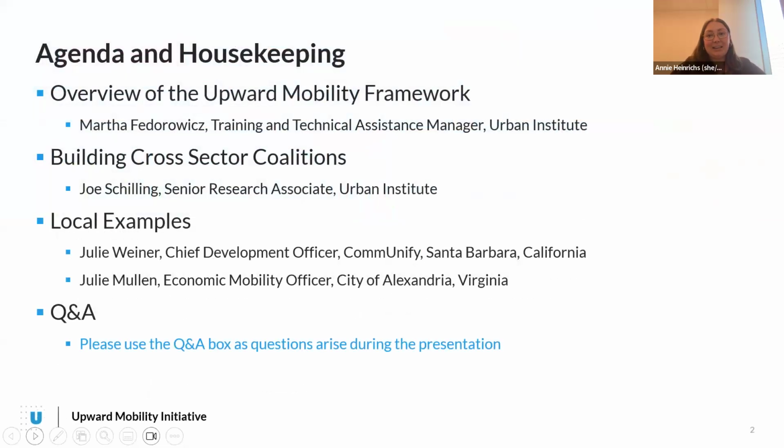Today, we are going to kick things off with an overview of the upward mobility framework, and then we'll dive into best practices for building cross-sector coalitions and hear some examples from the field. Joining us from Urban today is Martha Fedorowicz, the Director of Technical Assistance for the Upward Mobility Initiative, and Joe Schilling, a Senior Research Associate in the Research to Action Lab. And later, we will hear from two communities from our Mobility Action Learning Network.